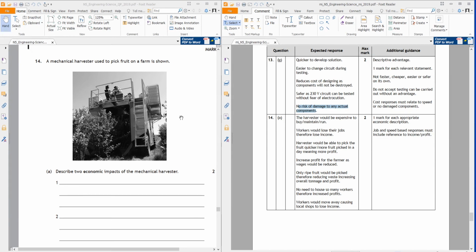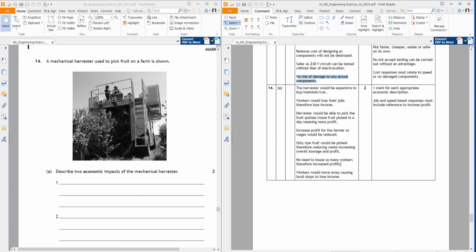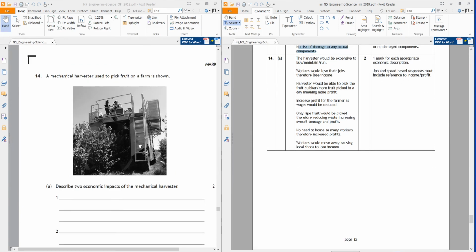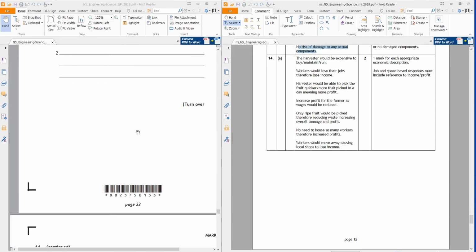Economic impacts of using the harvester: it would be expensive to buy, maintain and run. Workers would lose their jobs, therefore lose their incomes. The harvester would be able to pick the fruit quicker, more fruit picked in a day, meaning more profit. Increased profit for the farmer, as wages would be reduced. Only ripe fruit would be picked, therefore reducing waste. No need to house so many workers, therefore increased profits. Workers would move away, causing local shops to lose income.